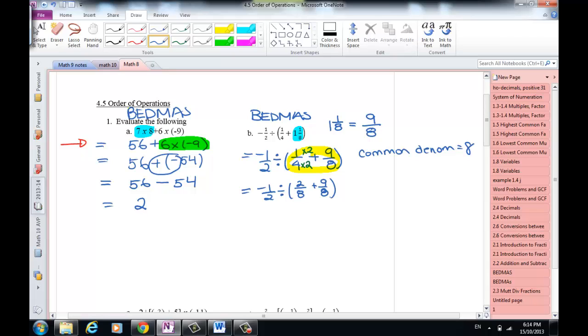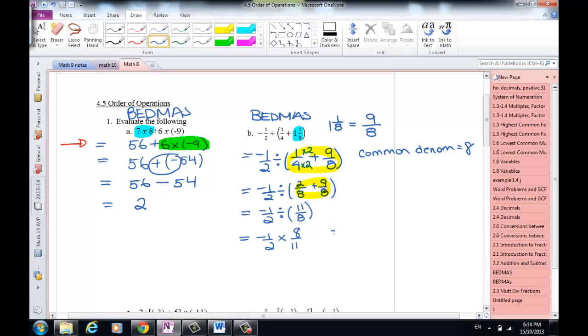Alright, I still have stuff in the brackets that I need to simplify. I actually need to do this addition. So I now have negative 1/2 divided by, and I just add the numerators, so 2 plus 9 is 11, and my denominator stays the same. Alright, right back to BEDMAS. I have division now. So I'm going to change this so that it's written with a multiplication, and therefore I take the reciprocal of the last fraction.